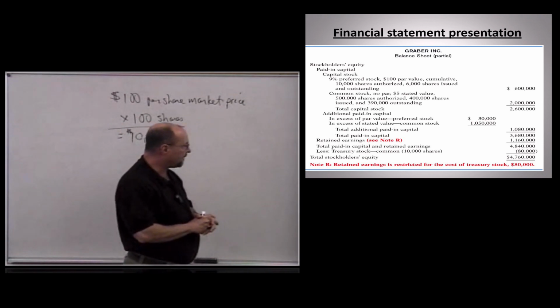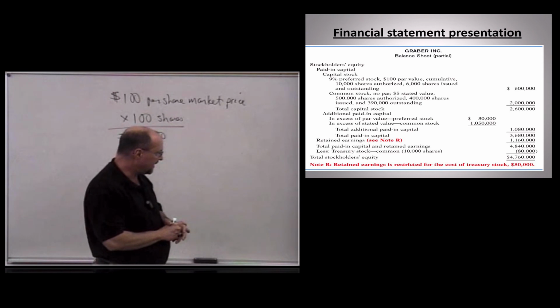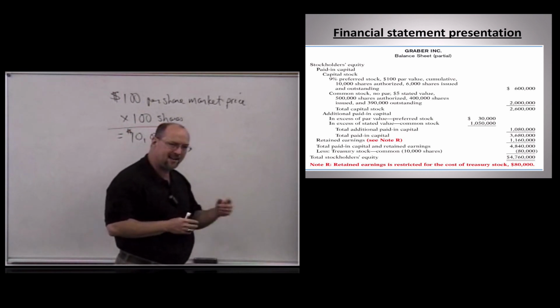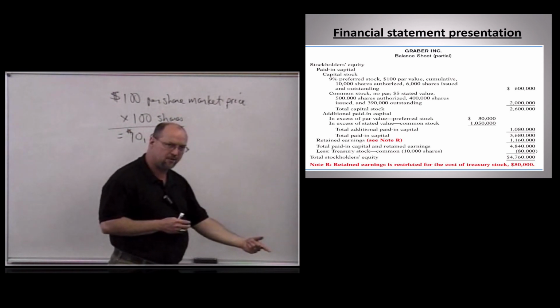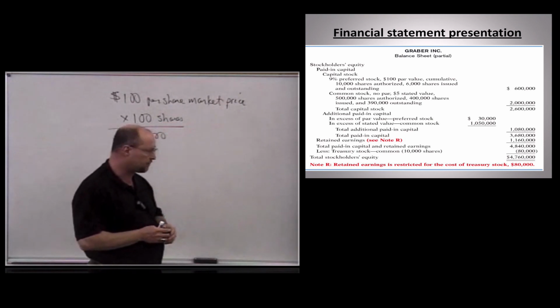Underneath that, I have my retained earnings. Then I add everything up, and remember, I have to subtract treasury shares, the value of the treasury stock, to get total stockholders' equity.